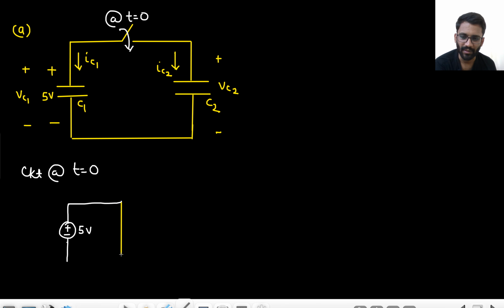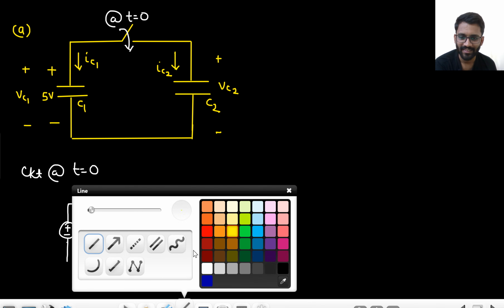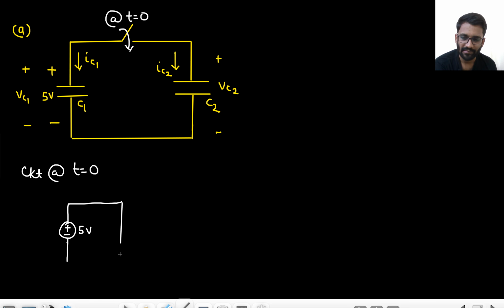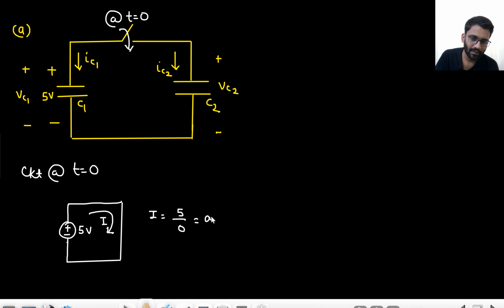It will be shorted. Okay, so now tell me what is the current flowing now. This is 5 volt, this is shorted. Even if VC2 was 1 volt, what will be the current? Let's assume your VC2 initially was 1 volt. So 5 volt and 1 volt. What will be the current? Current is 5 by 0. Infinite. Impulse current.